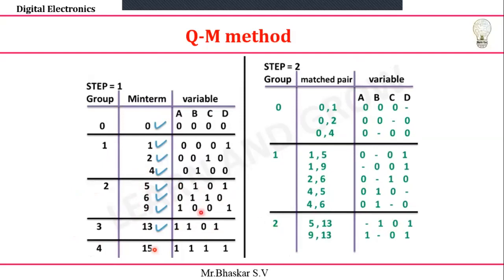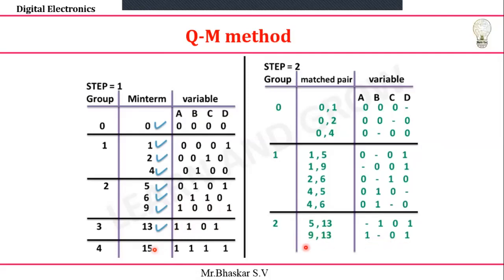Next, I'm looking for 5 with respect to anything else that is possible. 13 is over, next 15 is not possible. Next, 6 with respect to 13 is also not possible, because 2 bits are changing. And 9 with respect to 13 is possible, because 1 0 0 1 and 1 1 0 1, the first one is common. Only the second bit is changing. Then directly I can take 9 comma 13 as 1 dash 0 1.